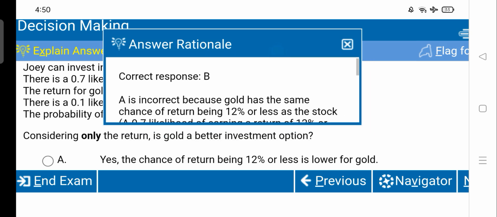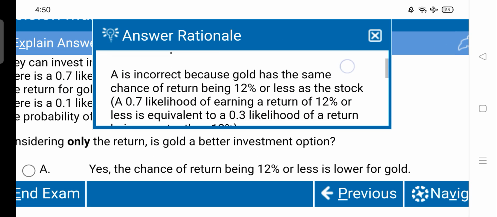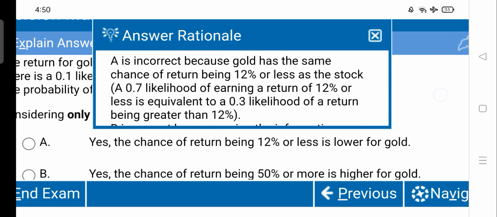So here we have, the correct response is option B. A is incorrect because gold has the same chance of return being 12% or less as the stock. A 0.7 likelihood of earning a return of 12% or less is equivalent to a 0.3 likelihood of a return being greater than 12%.